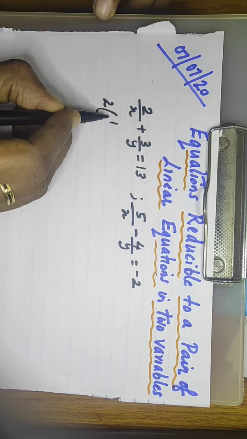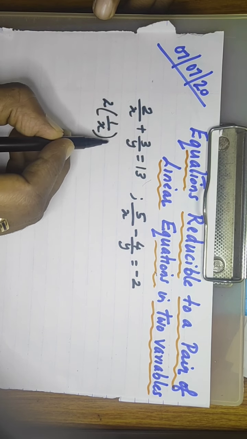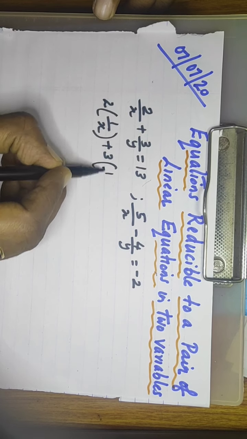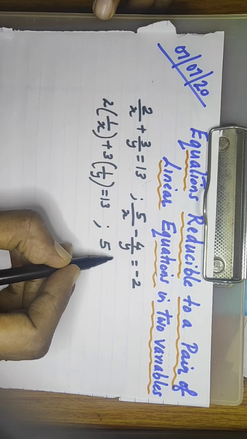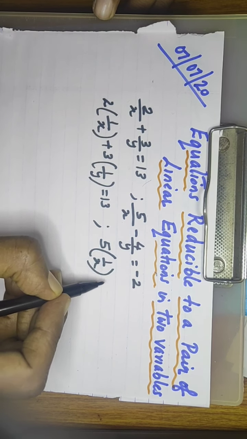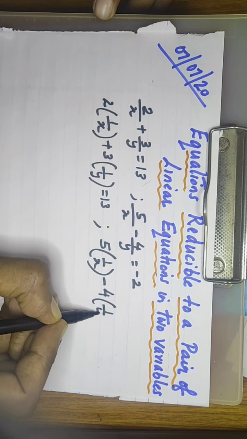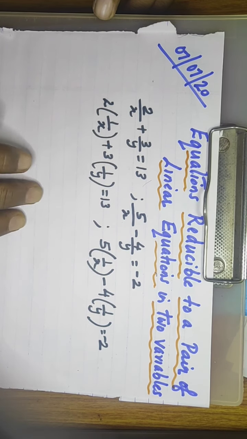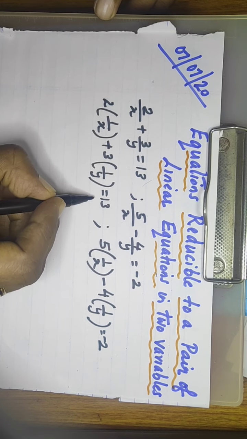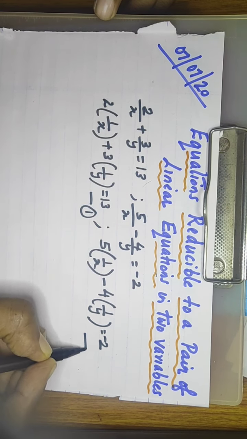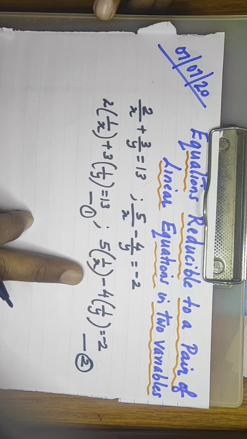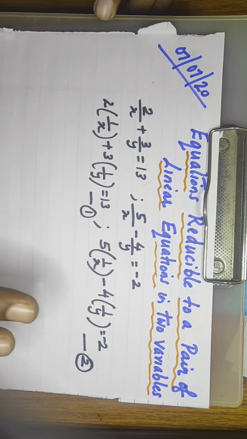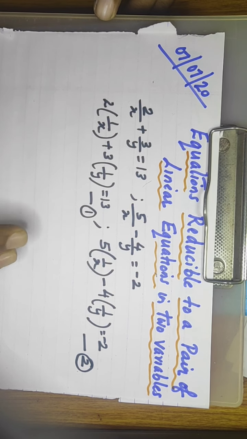I can write 2 by x as 2 into 1 by x, plus 3 into 1 by y is equal to 13. Same way, second equation, 5 into 1 by x minus 4 into 1 by y is equal to minus 2. Okay, let me mark this equation as 1 and this equation as 2. Even this is not in the general form ax plus by plus c is equal to 0.